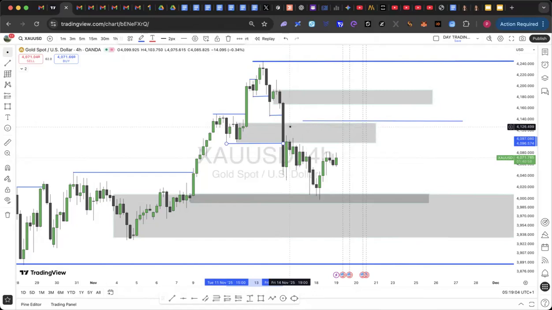So a breaker block, of course, can turn to resistance, and that can turn into another area of interest that the market needs to actually travel to. All right, so let's take it off now, but you understand this.